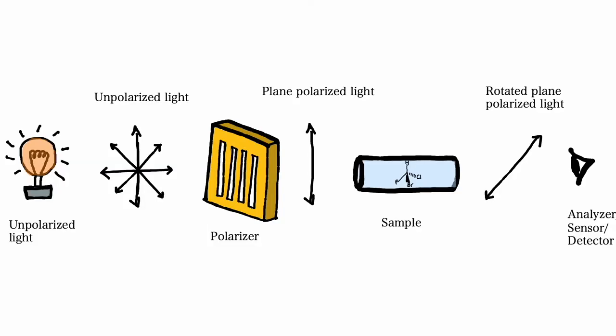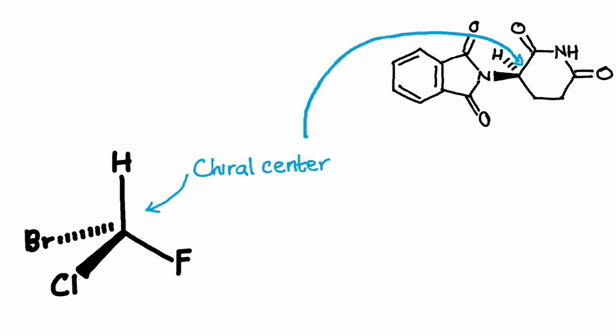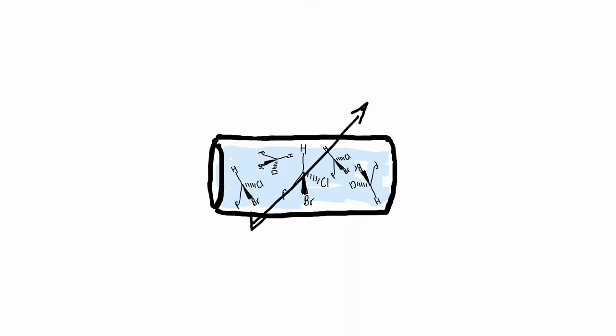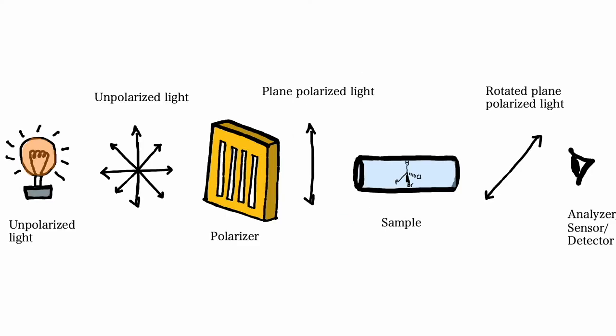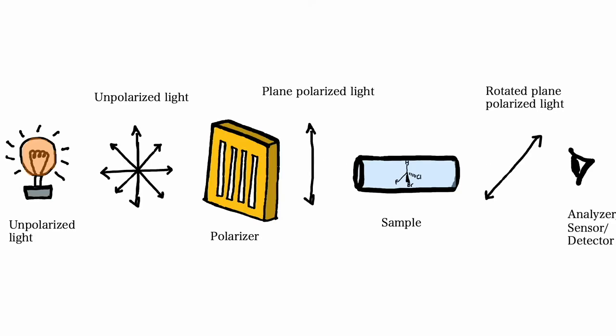A polarimeter is an instrument used to measure the optical rotation of plane polarized light. Optically active substances like chiral compounds rotate plane polarized light. This rotation is unique to specific compounds and plays an important role in chemistry. Therefore, polarimeters are used to determine concentration, purity, and specific rotation of chiral compounds. So, how does a polarimeter work?